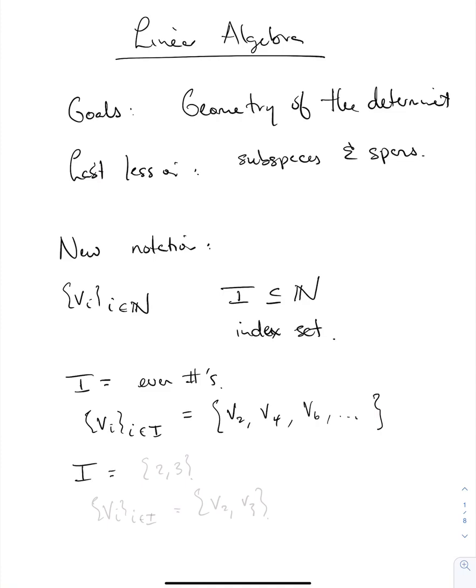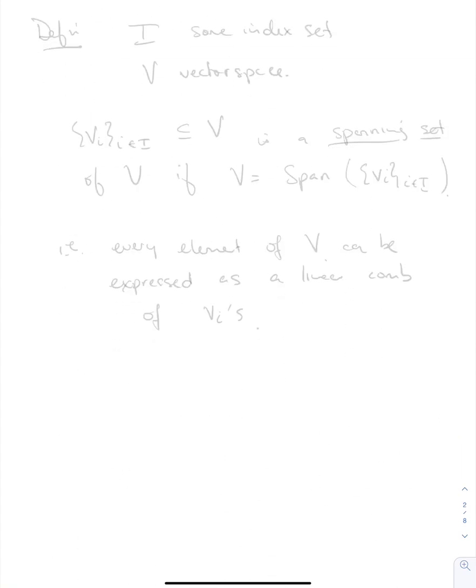If I is, for example, {2, 3}, then v_i, such that i is in I, is just going to be v_2, v_3, this collection. So I as an index set just allows us to quickly reference a subset of our larger index set, say the natural numbers. All right, with that, let's get going.